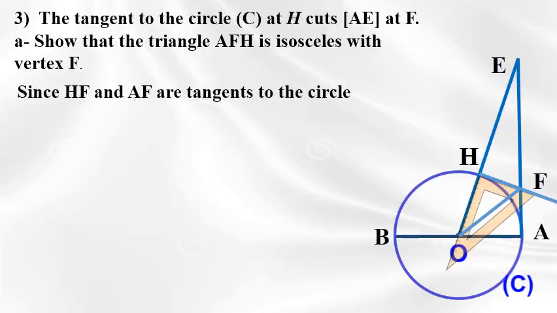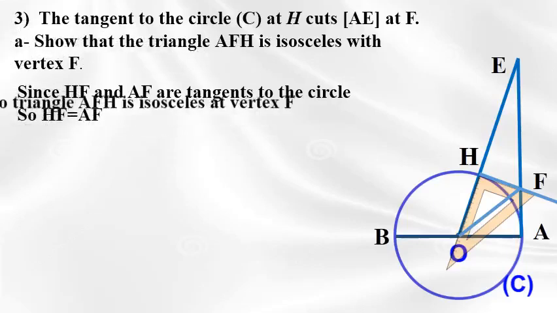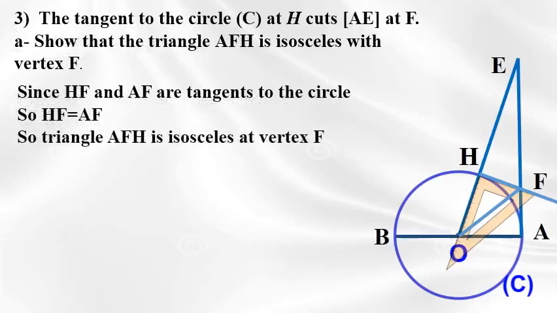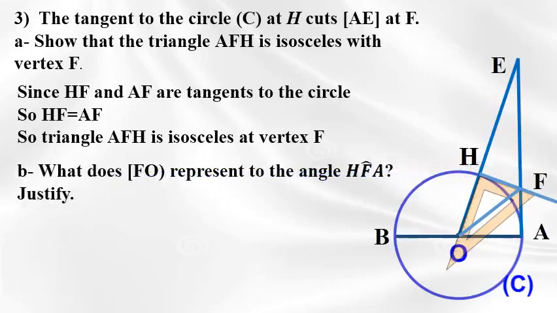Since HF and AF are tangents to the circle, HF is equal to AF. So the triangle AFH is isosceles at vertex F. Because, as we said previously, FH is equal to FA, and then in this triangle HFA there are two equal sides, and that means the triangle is isosceles at the vertex F.